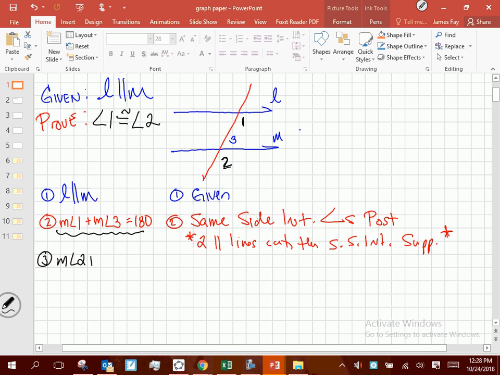Absolutely. 2 plus 3 equals 180. Why is 2 plus 3 equals 180? Anyone? I thought the reason 2 and 3 equal 180. If I look at 3 and 2, what do they create? Linear pair. There's your reason. The linear pair postulate.